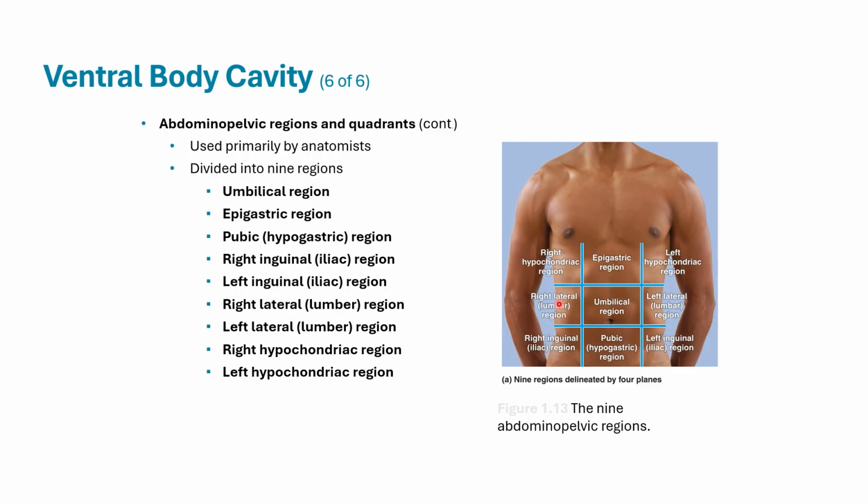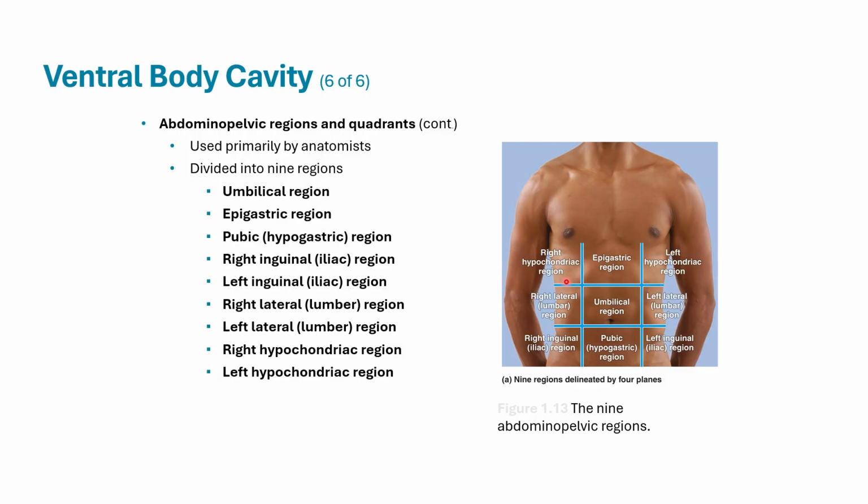The superior transverse plane is inferior to the ribs. The ribs come down here, and it's just below that last rib. The inferior transverse plane is just superior to the hip bones. The two parasagittal planes lie just medial to the nipples. The nipples are here, a little bit medial towards the center.